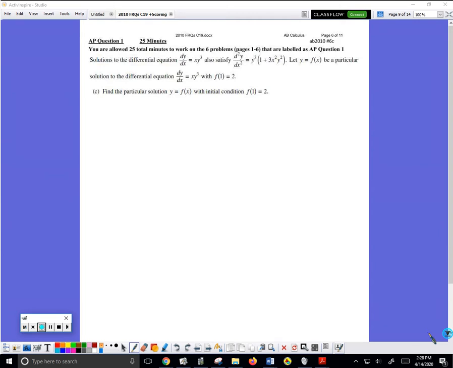Use the SASE method for sure. So I start with the differential equation, dy dx. First thing I do is multiply the dx across. I'm going to move the y cubed, so I'll end up with 1 over y cubed. I can't take the antiderivative of 1 over y cubed, so I move it to the numerator. Now I can take the antiderivative.